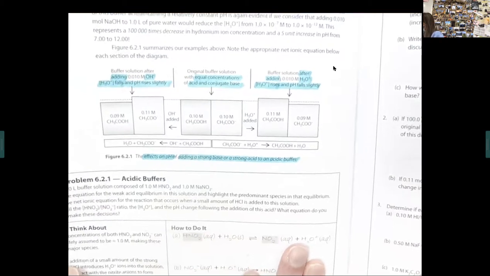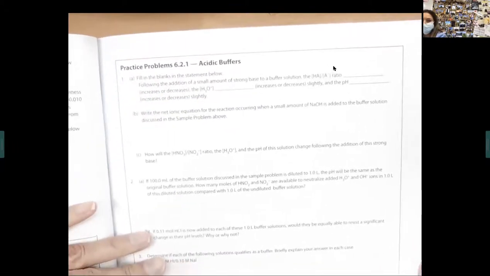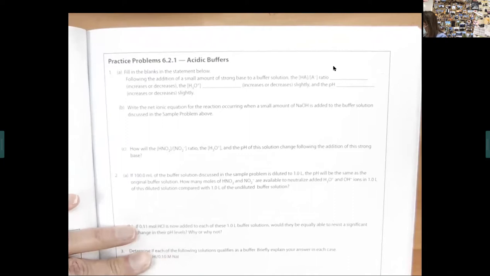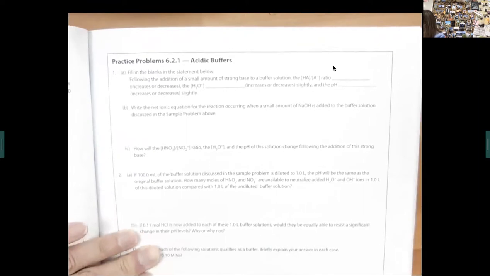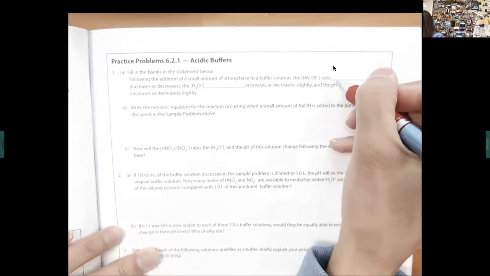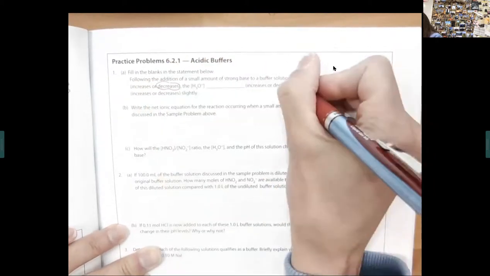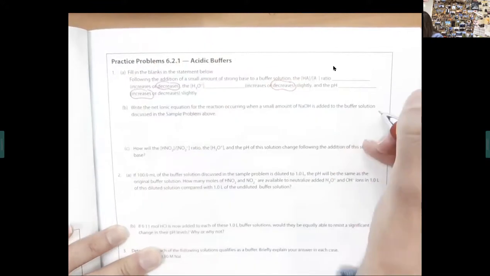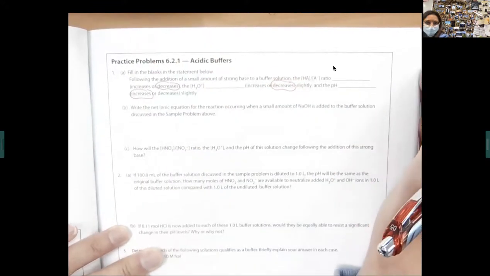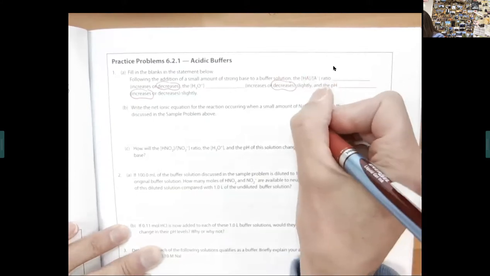Okay? If you take a look at the practice problems on the next page. So here in practice problem number 1, it says fill in the blanks in the statement below. Following the addition of a small amount of strong base to a buffer solution, the HA over A minus ratio is going to decrease. The hydronium ion concentration will decrease slightly, and the pH will increase slightly. Part B, write the net ionic equation for the reaction occurring when a small amount of NaOH is added to the buffer solution discussed in the sample problem up above.